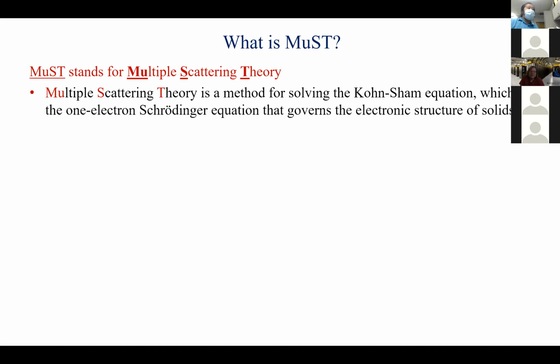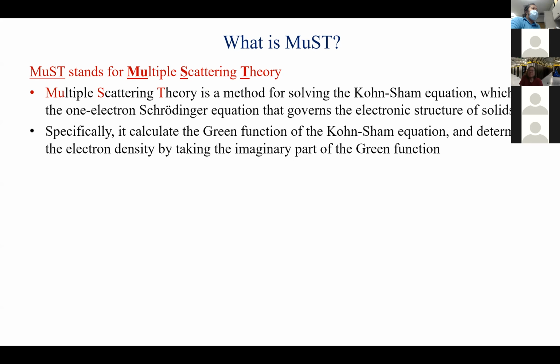As Marcus explained, the original problem was, given a material, a many-electron system, right? But by applying density functional theory, we can convert the problem into a one-electron problem. The equation you get becomes a one-electron Schrödinger equation. Normally we call it by a different name, the Kohn-Sham equation, but it's just a one-electron Schrödinger equation, which governs the electronic behavior in solids.